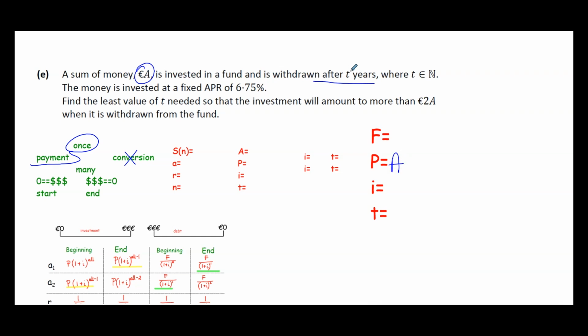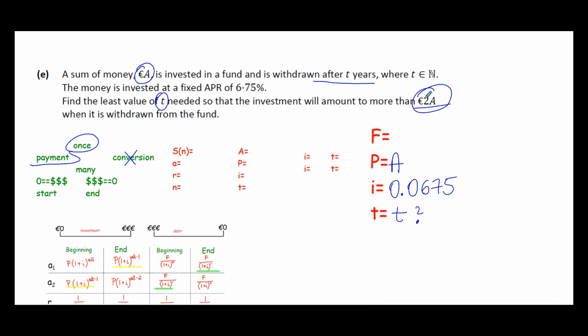Then we have T years, so that's just T here. And then the money is invested at a fixed rate of, so we have the interest rate, 0.0675. That's our interest rate. Find the least value of T. So T is the one I'm looking for. And then we are told that the investment will amount to more than 2A when it is withdrawn.